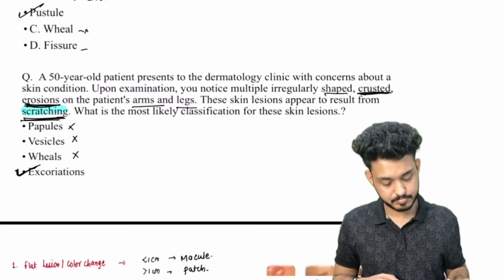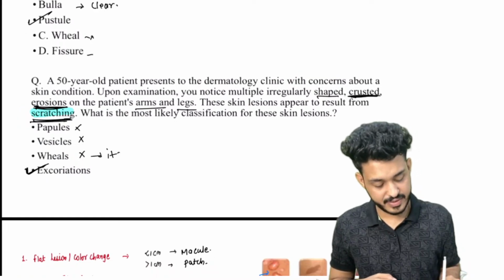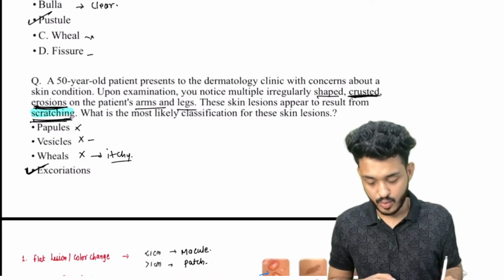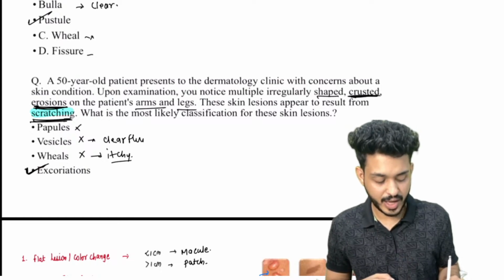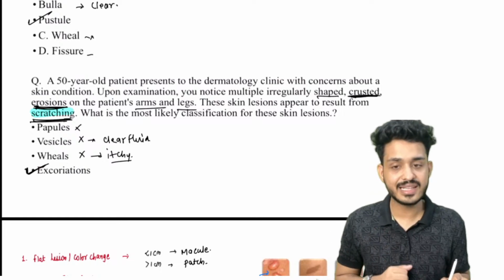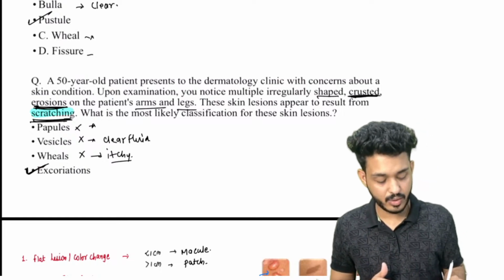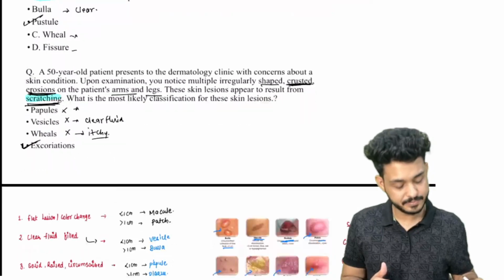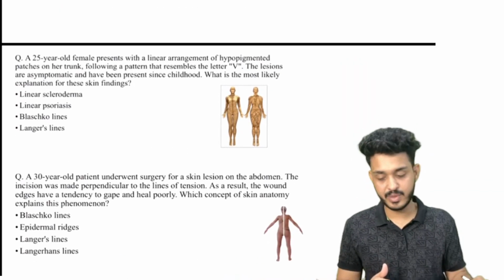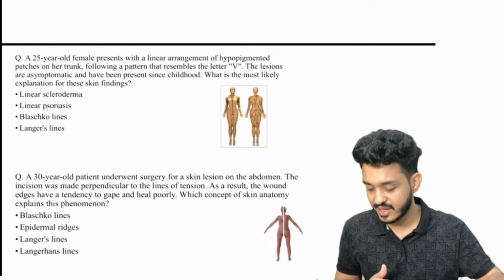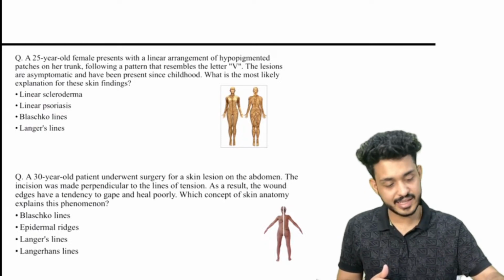Wheals will be itchy if they have given you itchy lesions. Vesicles will be clear fluid-filled lesions. You have to see it again, then only you will be able to recall. What is a papule? Papule will be a solid lesion less than 0.5 centimeter. That is your papule. Done, guys.